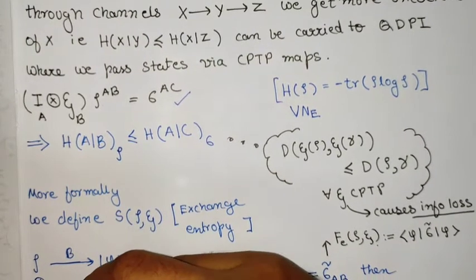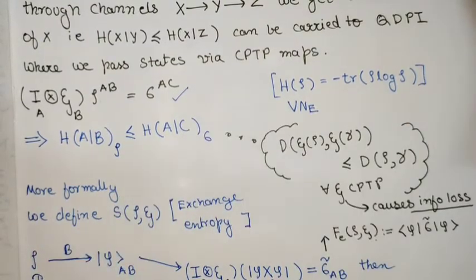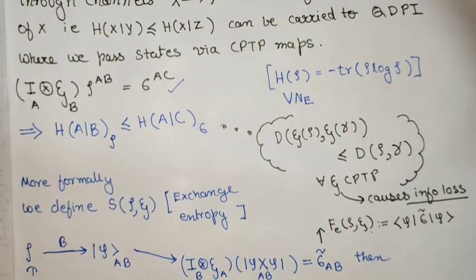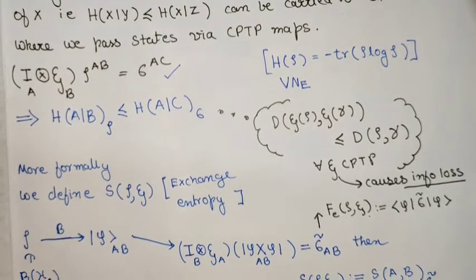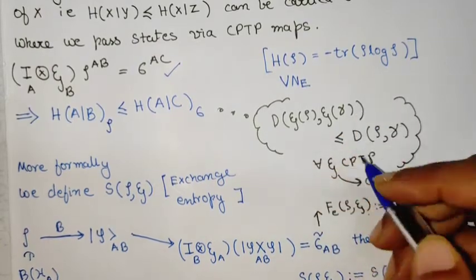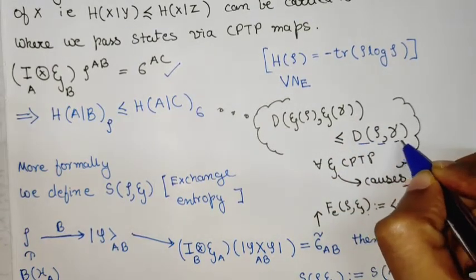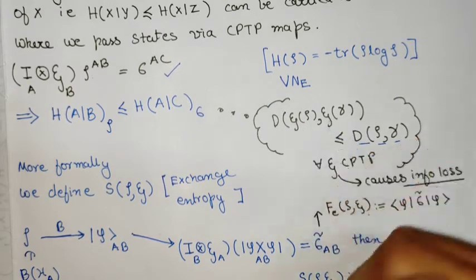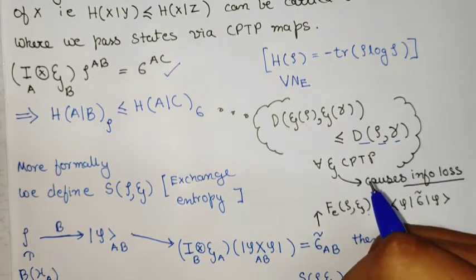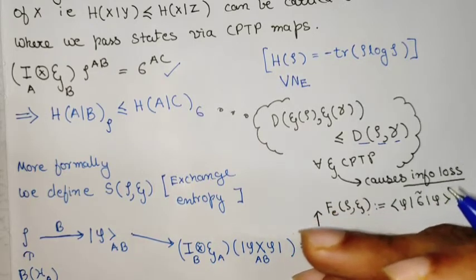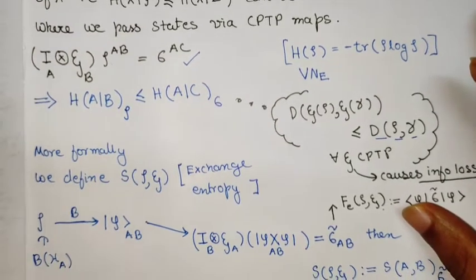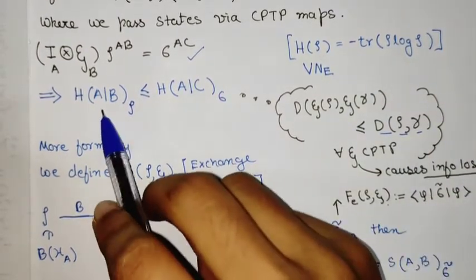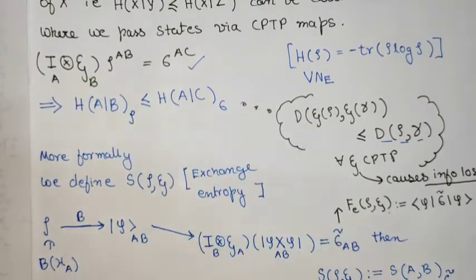And why this is true is because CPTP maps are associated with loss of information. You process something, pass it through a CPTP map or channel, and you will inevitably lose some sort of correlation. This is also seen by the fact that the trace distance always reduces on passing through these CPTP maps. In other words, the states become less and less distinguishable. So this is one of the forms of quantum data processing inequality.